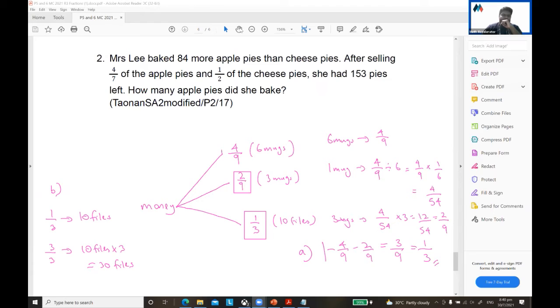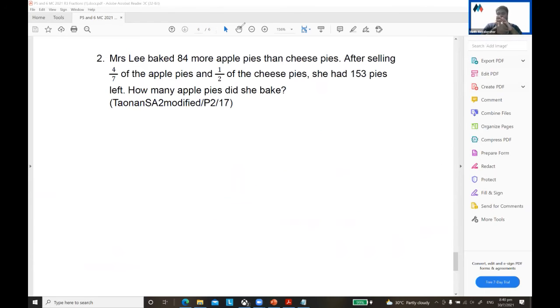Okay, great. Mrs. Lee baked 84 more apple pies than cheese pies. After selling 4/7 of the apple pies and half of the cheese pies, she then had 153 pies left. How many apple pies did she bake? Okay, so quickly draw a model in this case, just to get a rough idea. So apple pies is 84 more than cheese pies.